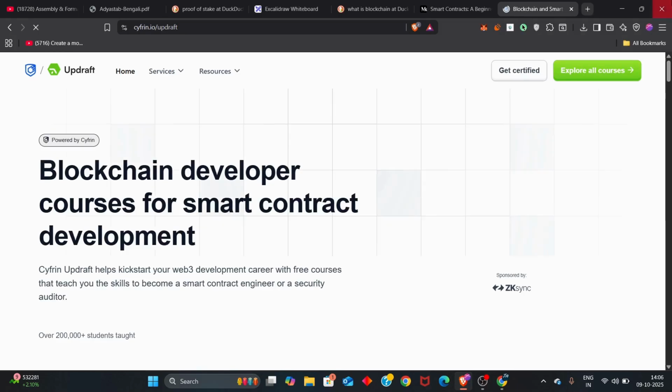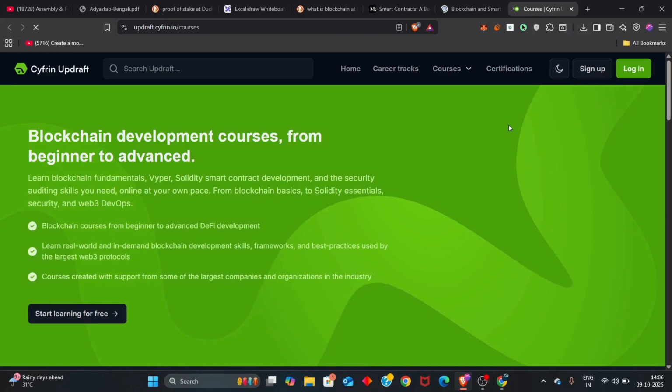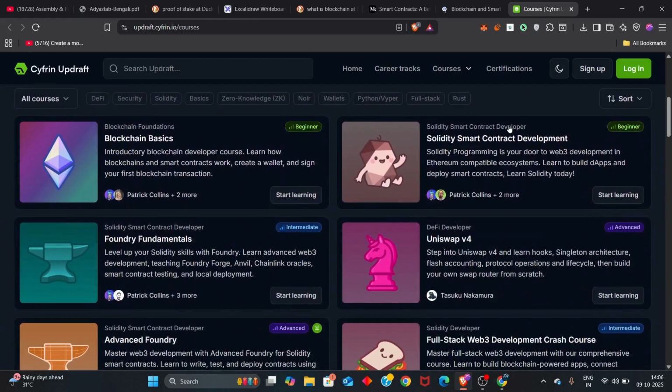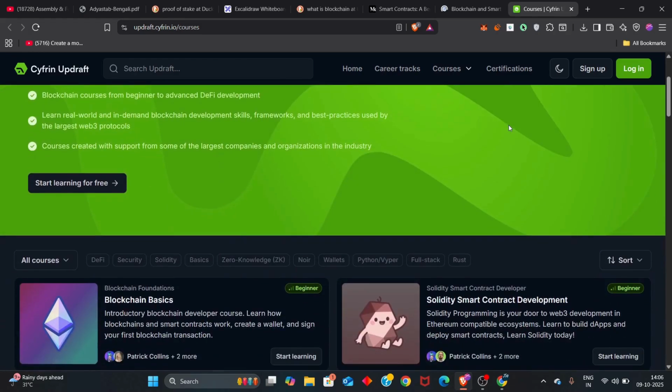Explore all the courses. I already have an account here. This takes some time sometimes. Oh, this is the logged in form here. I think I logged out. Okay, so this is the interface you are going to see.